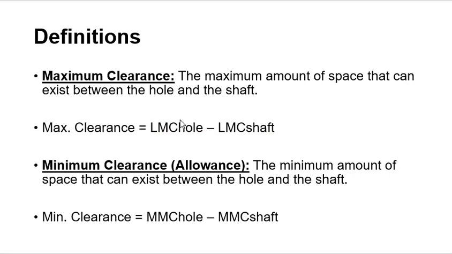Maximum clearance. You can calculate this by taking the LMC, the least material condition of the shaft, out of the least material condition of the hole. Minimum, you're going to take the maximum material condition of your shaft out of the maximum material condition of the hole. Okay. And that's your minimum clearance and maximum clearance.